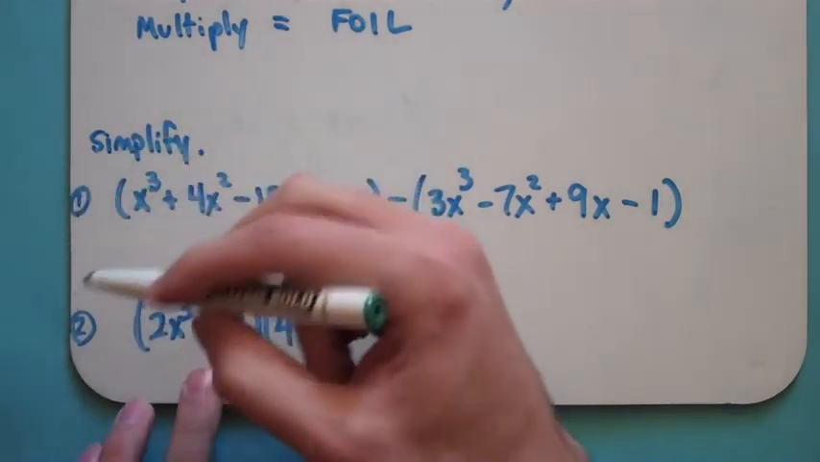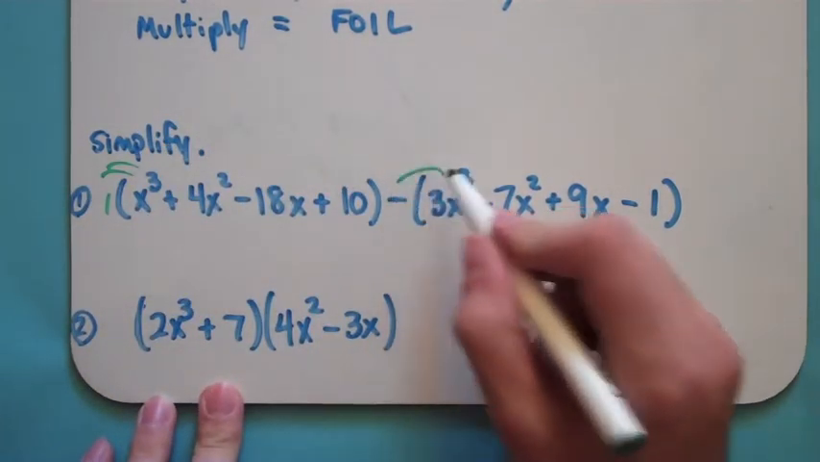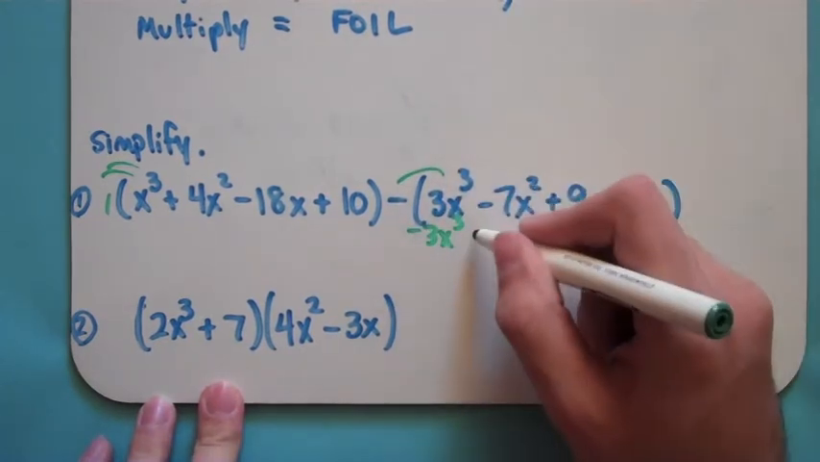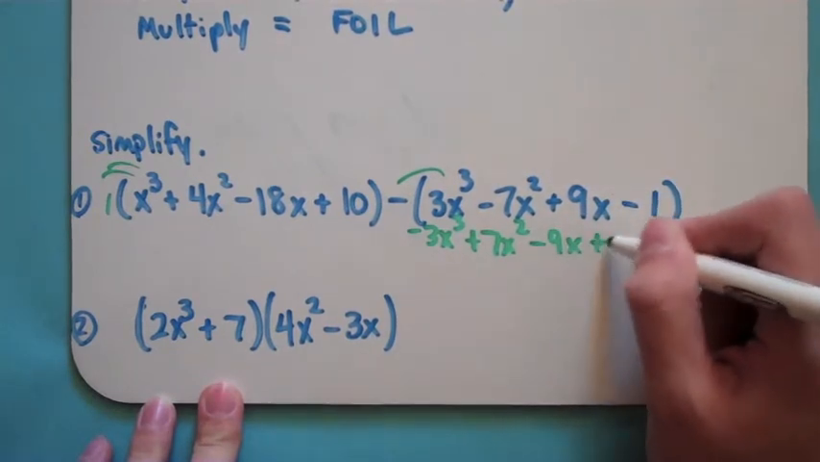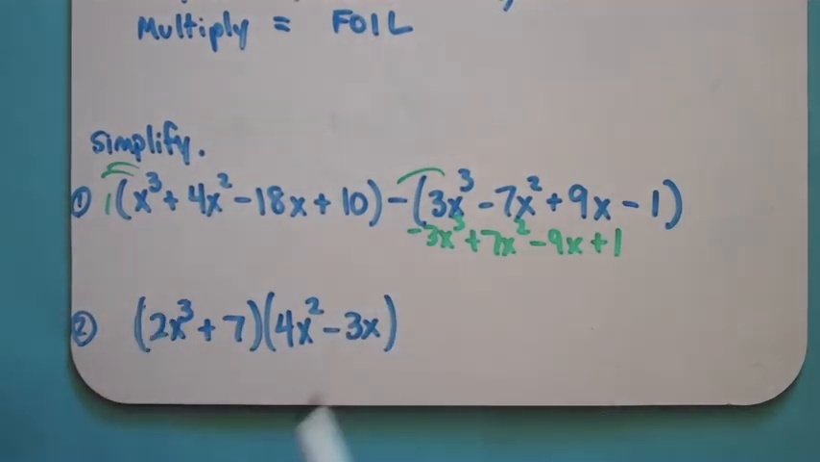The first parenthesis here, nothing changes because you're just distributing a 1 into it. On this guy, when you distribute your negative 1, this will be a negative 3x to the third plus 7x squared minus 9x plus 1. I'm being kind of lazy with this because I'm almost at space 2, which is dangerous. So be careful, make sure you do it right.